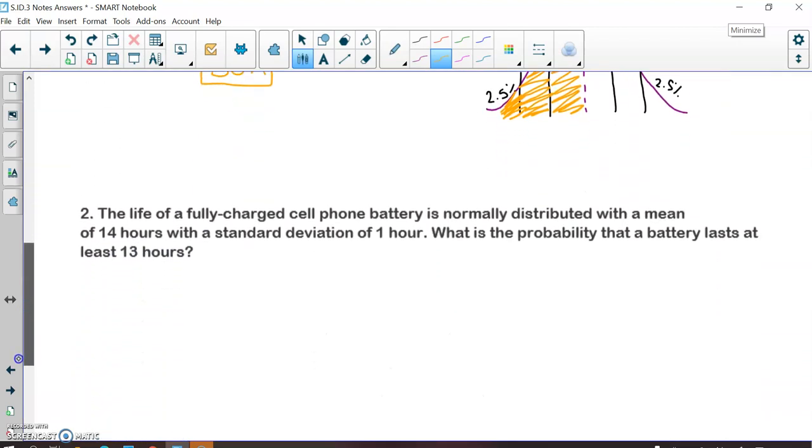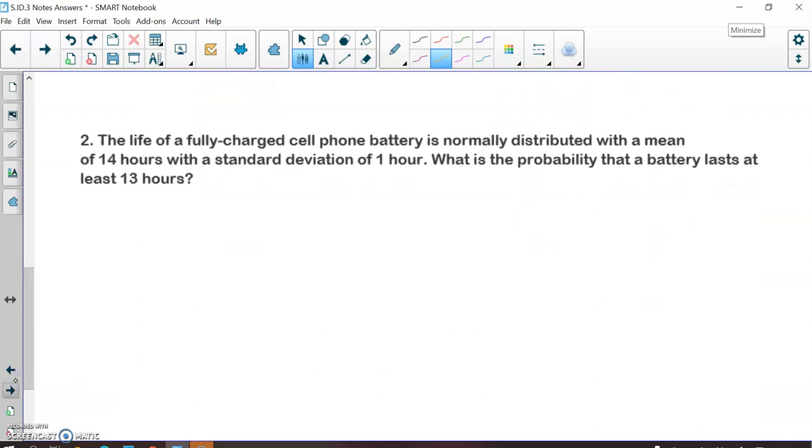All right, number 2. The life of a fully charged cell phone battery is normally distributed with a mean of 14 hours and a standard deviation of 1 hour. We want the probability that the battery lasts at least 13 hours. So this means 13 hours or greater. I'm going to draw my bell curve again. And my mean here is my mean of 14 hours.